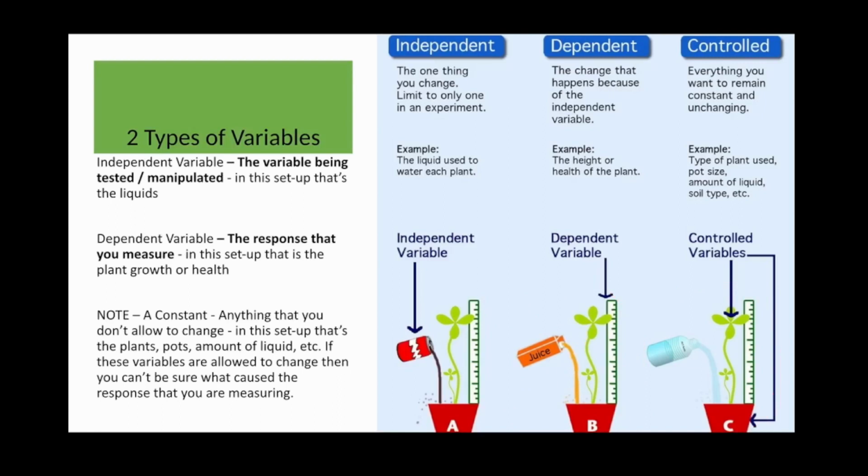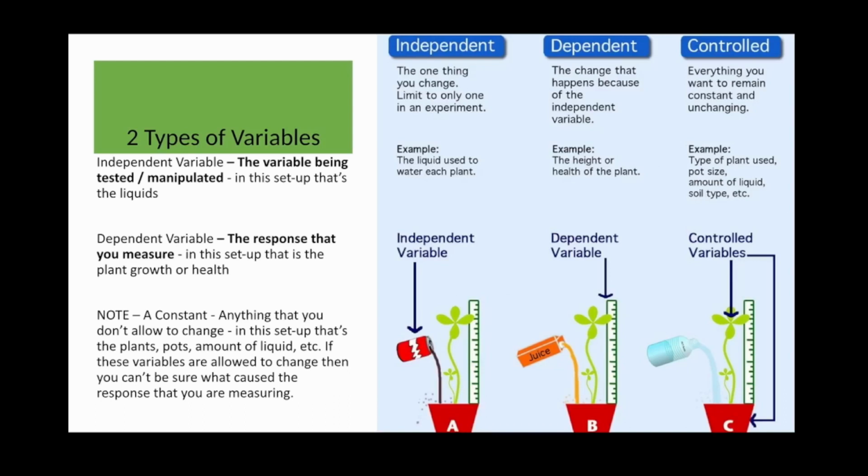Now, with this, we have two types of variables. We have an independent variable and we have a dependent variable. The way to remember the independent variable is that it's the variable or factor that is being tested. It's being manipulated by the scientist, and they're trying to figure out what effect this thing has. So the independent variable is what is being tested, and the dependent variable is the response that you're measuring.